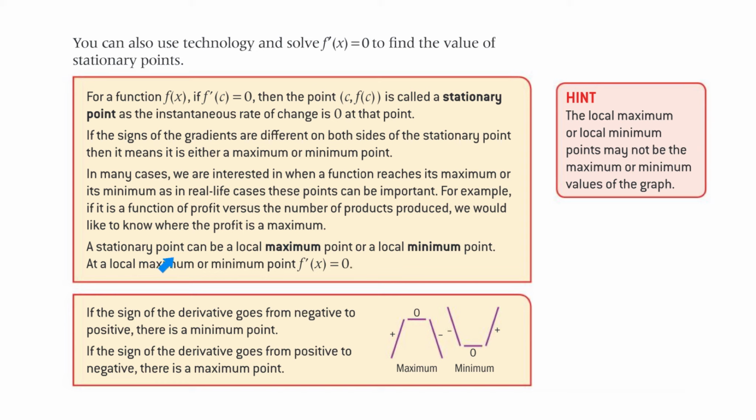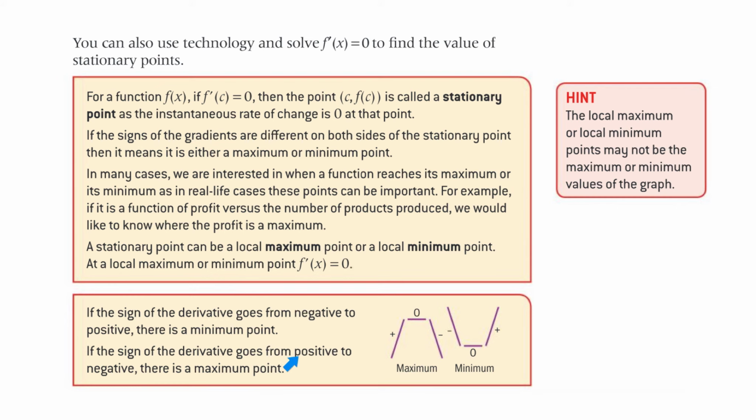maximum. A stationary point can be a local maximum point or a local minimum point. At a local maximum or minimum point, the derivative equals 0, which means the gradient at that point is 0. If the sign of the derivative goes from negative to positive, there is a minimum point. It starts with a negative slope, so it's coming in like that. You can imagine a curve like that. It's a negative slope, then a zero slope or zero gradient, and then as it goes up the other way, it's going to be a positive slope.